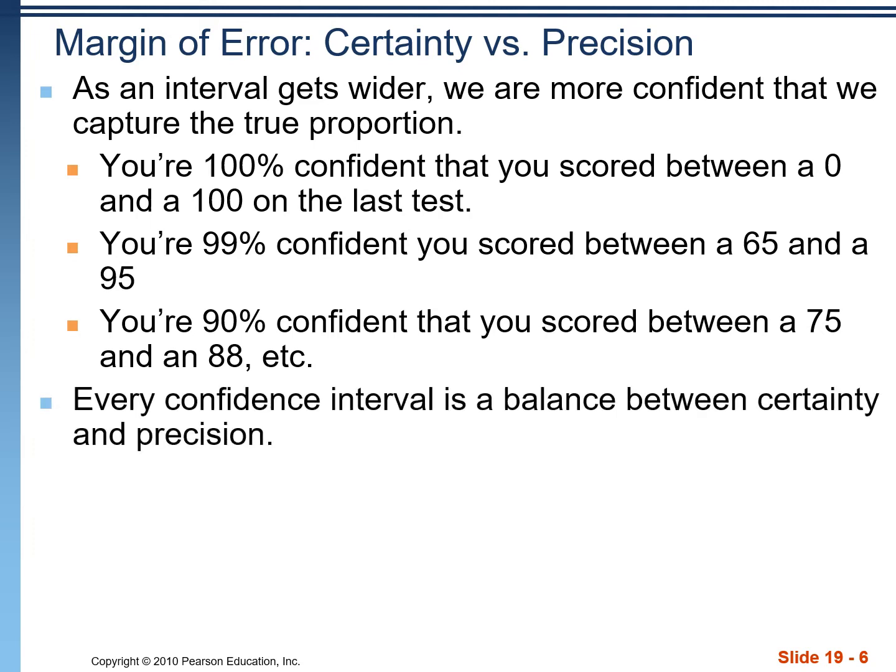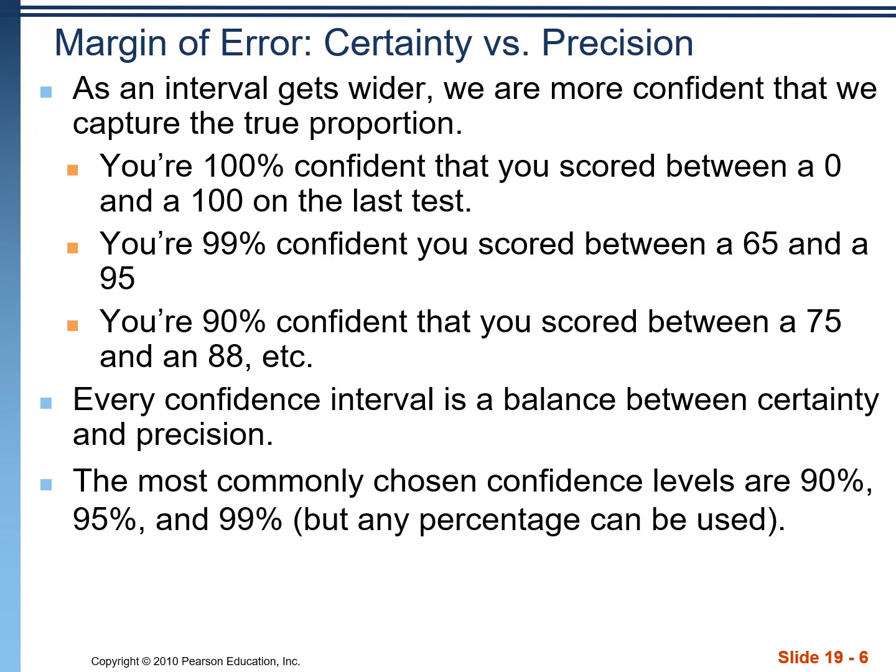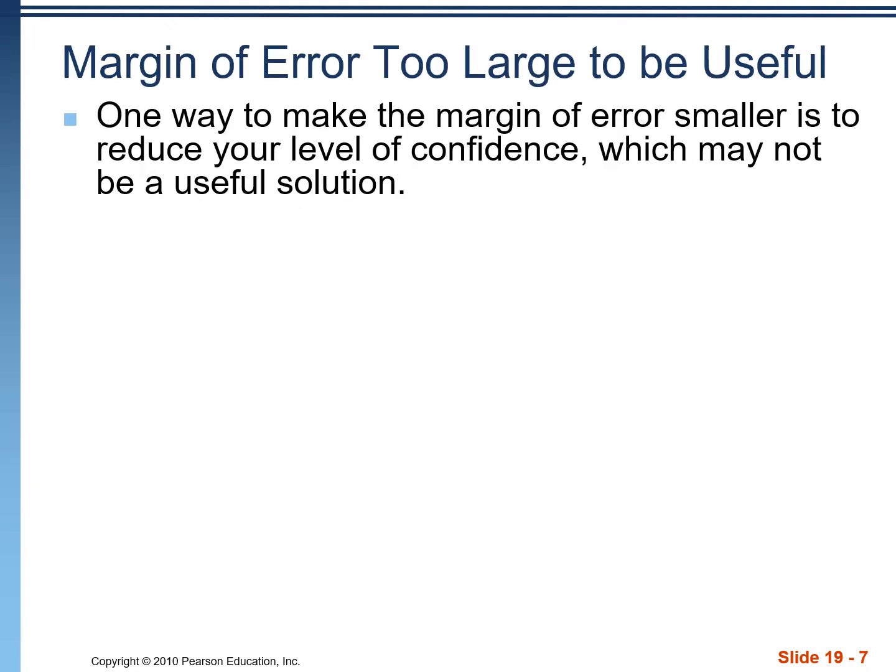Every confidence interval is a balance between that certainty and precision. We want to make sure we balance that out correctly. The most commonly used confidence intervals are created at 90%, 95%, and 99%, but we can use any percentage. Now, ideally, we want our level of confidence to be as high as it possibly can be. We want to say we're 99.99% sure that the true population proportion is within these two numbers.